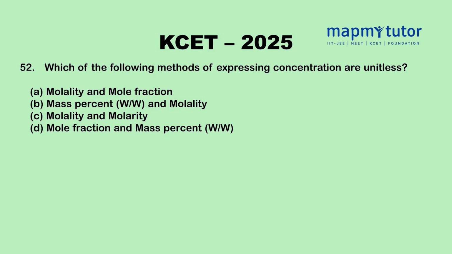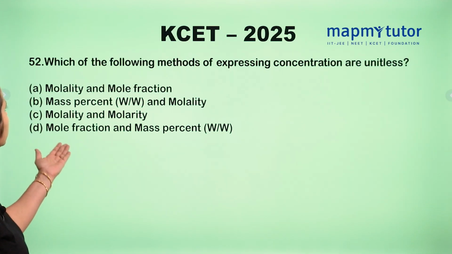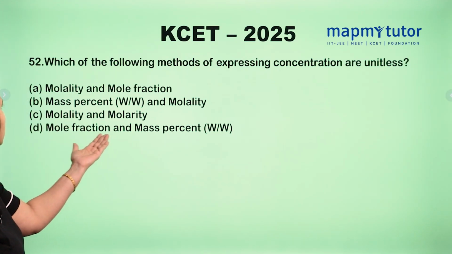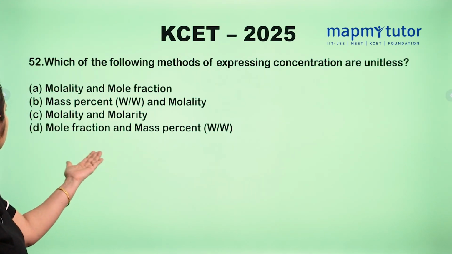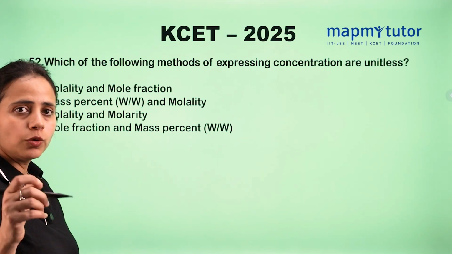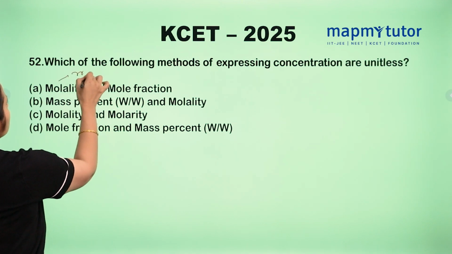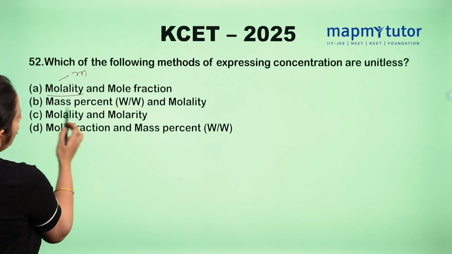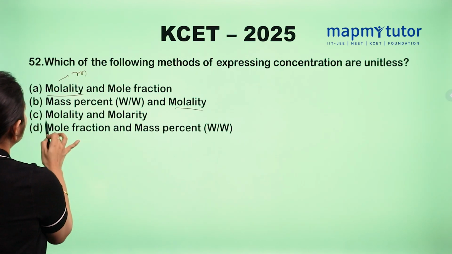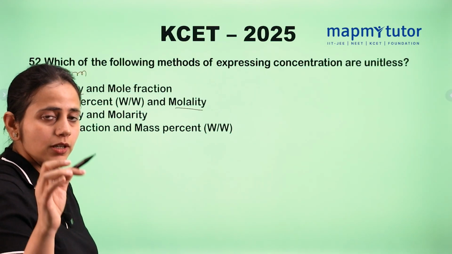Which of the following methods of expressing concentration are unique? Let's see, all these are concentration terms. Molality, mole fraction, mass percent. See, in this question, if you only know the molality units are small m, then also you can solve. In all the options, there is molality. And molality units, you know, for molality we end with small m.